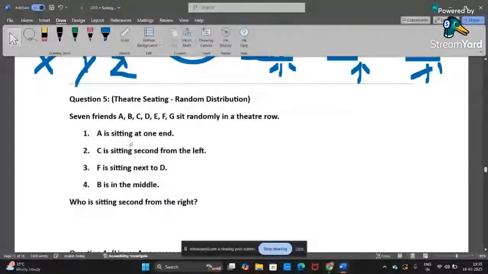Seven friends A, B, C, D, E, F, G sit randomly in a theater troupe. A is sitting at one end, C is sitting second from the left, F is sitting next to D, B is in the middle. Who is sitting second from the right? Try to solve this.